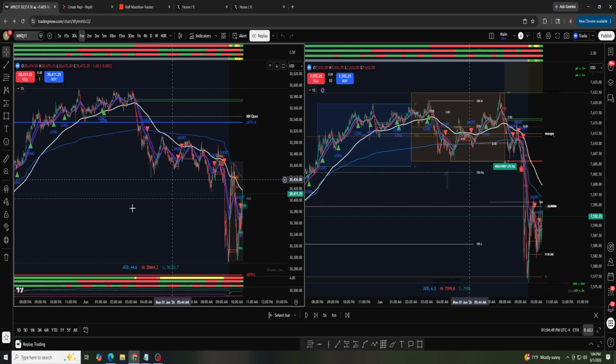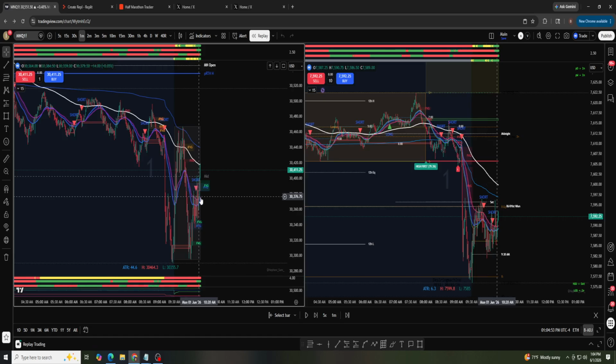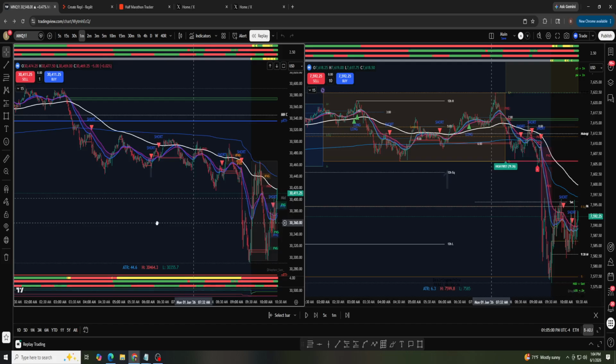So, coming into the day, we had London low get hit first, which was high probability, but I'm not going to get into that one. We're just going to fast forward to 10:20. This is market replay, 1 minute NQ on the left, ES on the right. Going to focus on the NQ on the left.